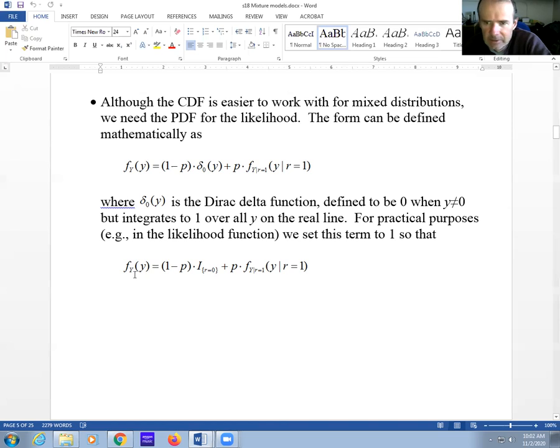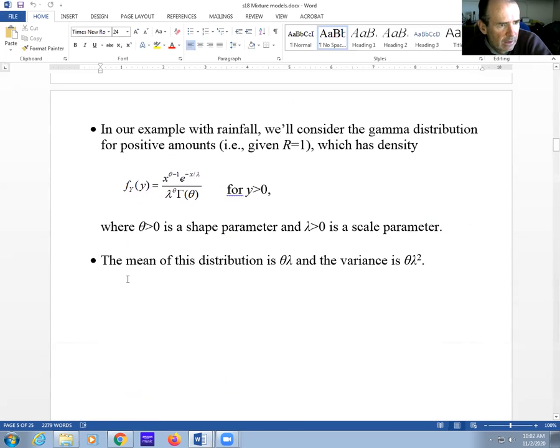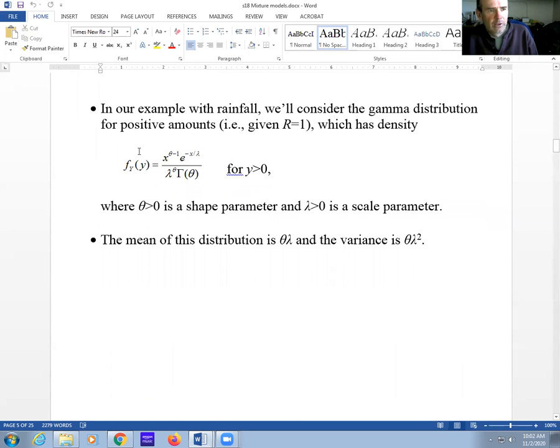Although this is technically not a mathematical PDF/PMF. Okay, so for our outcome, we're going to consider the rainfall data, and we're going to use the gamma distribution. So we have positive density for positive amounts. And for those in theory, you're probably familiar with the function that we use for that. The gamma function looks like that.